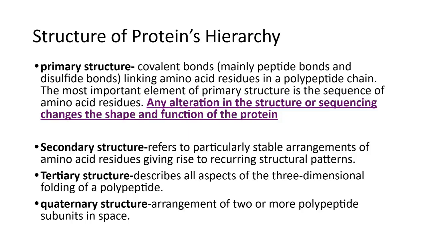And that is the building block for making a secondary structure, which is amino acids joined together in a recurring structural pattern. And then the secondary structure is the building block for the tertiary structure. So everything is building on top of each other. The tertiary structure gives the three-dimensional folding of the polypeptide. And then that becomes the building block for the quaternary structure, which consists of two or more polypeptide subunits.